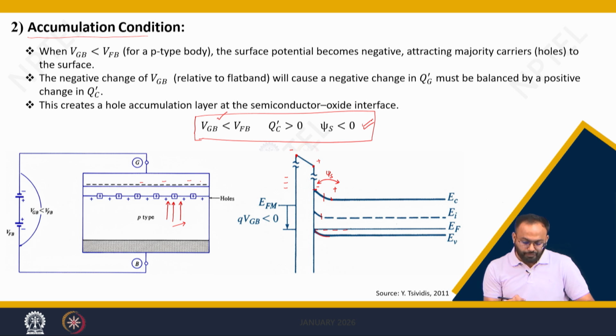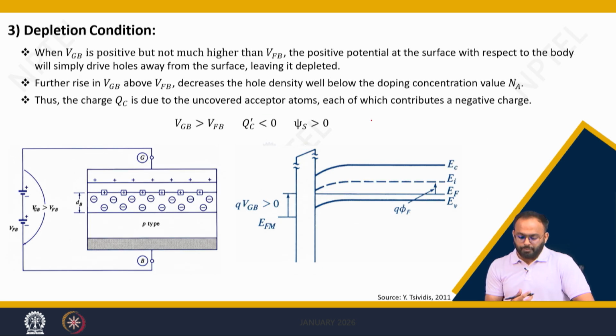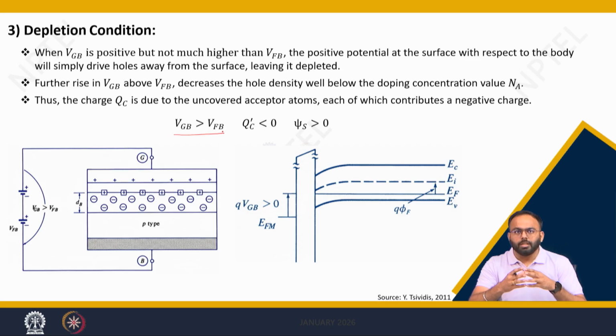Now what will happen if we apply a positive voltage? This is the much more interesting part of our MOS structure or MOSFET, when we are dealing with the enhancement MOSFET. Obviously we will discuss depletion and enhancement MOSFET in detail. So you apply a positive voltage, greater than the flat band voltage. You can think of a capacitor plate over which, from the top, you are applying a positive voltage. Then positive charge will come up, and an exact amount of negative charge should come up at the semiconductor surface.